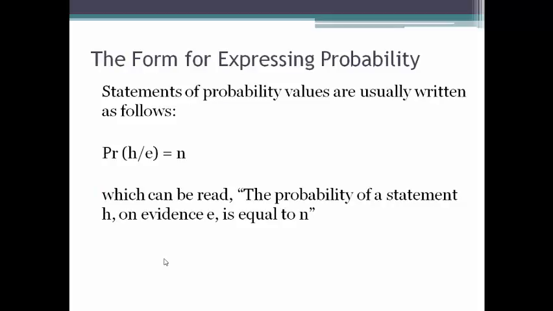Statements of probability values are usually written in this form, which we can read as the probability of a statement H on evidence E is equal to N. So what we've got here, when you see this, it's a probability claim. It's the probability of what? It's the probability of this claim H conditional on this evidence E. So it's a claim of how probable is this given this, and that's going to be equal to N.